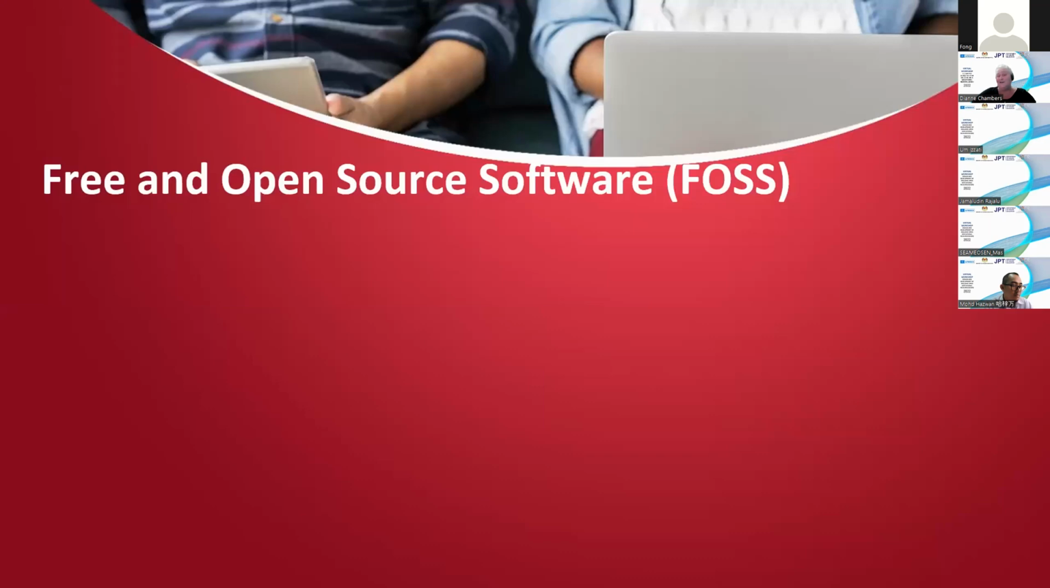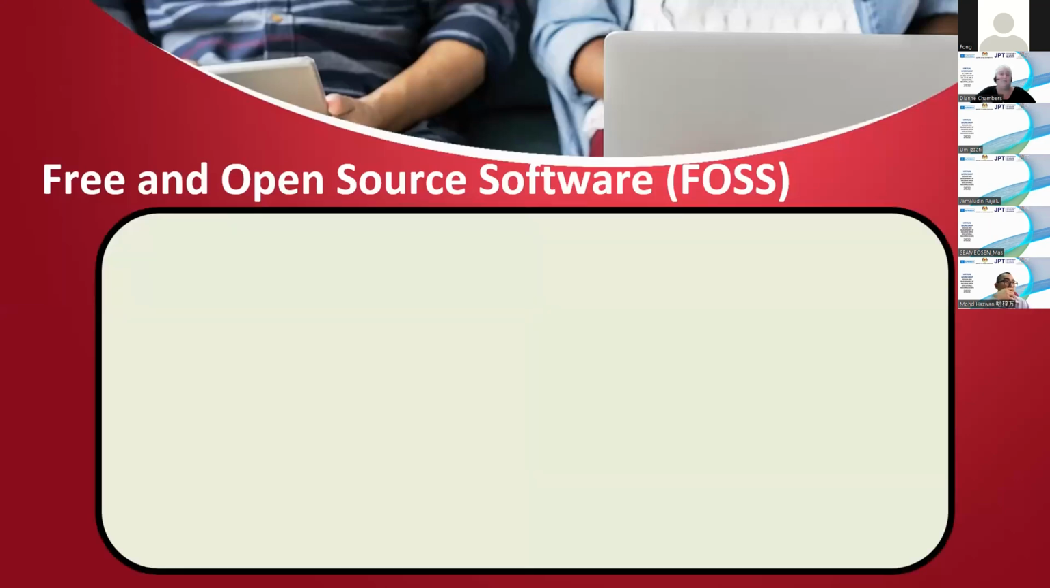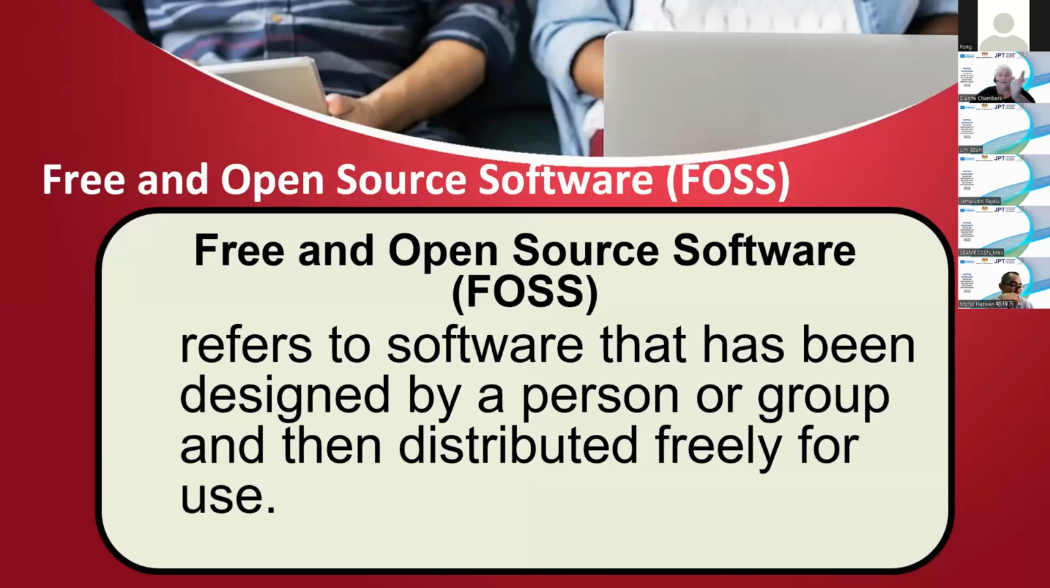I just really quickly wanted to touch base with you as well on free and open source software. And I know that Cable Green actually mentioned this as well. So free and open source software can help with accessibility as well. And this is software that's been designed by a person or a group and then distributed freely for use. So the source code is distributed freely. That means you can go in and change that source code to whatever purposes or needs you might have.